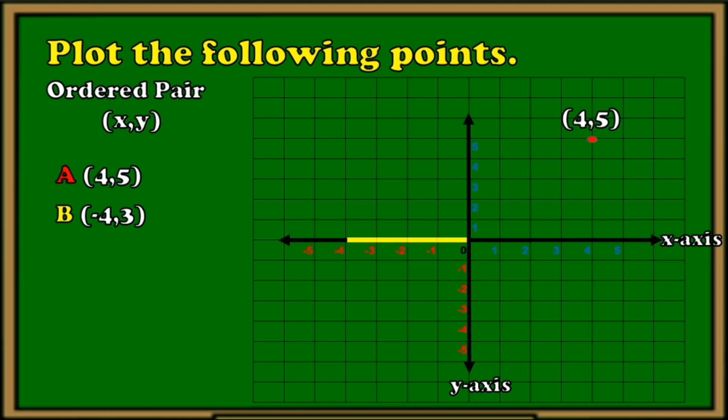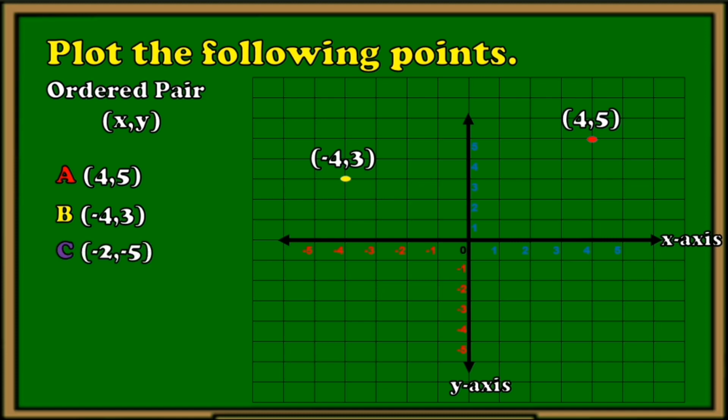Now, for the y-coordinate, the y-coordinate is positive 3. So we need to move upward 3 times. That is 1, 2, and 3. And that is where the point B is located. That is point negative 4 and 3.